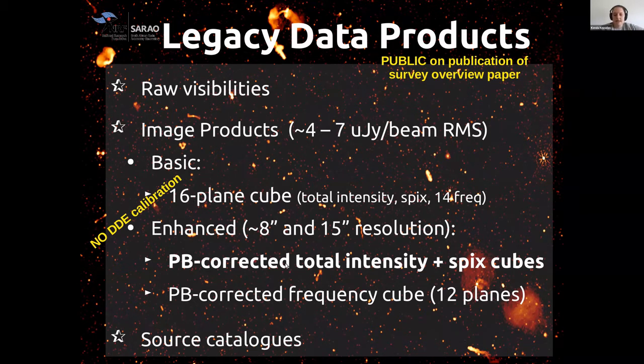So as I said, the data is quite sensitive. There's a range of sensitivities, but in general, most of the cluster images have a RMS noise of between 4 and 7 microjanskis per beam, which is really good. You're getting very high source counts and source densities. But the one caveat I need to mention is that none of these images have had any direction-dependent calibration applied. So there are still bright source artifacts in some of the images. So that's the image products. And then the last legacy product is various source catalogues, which I'll go into a bit more detail.